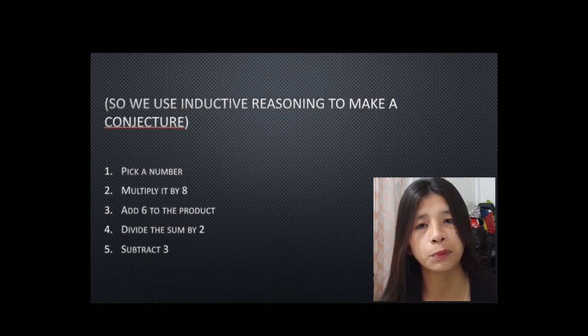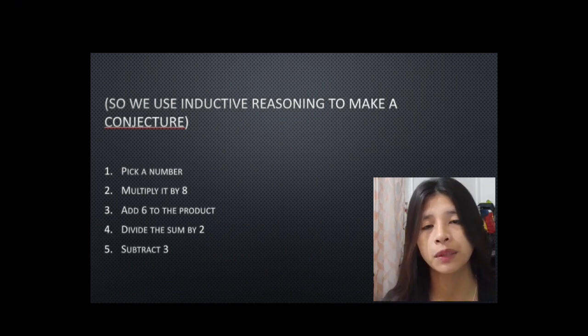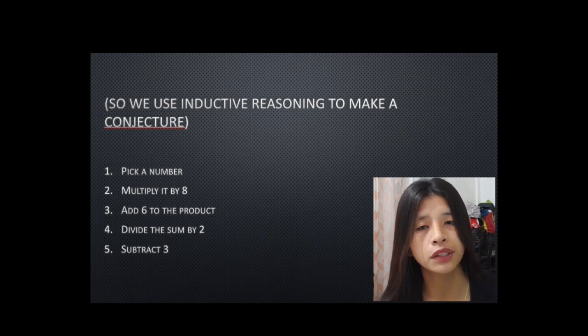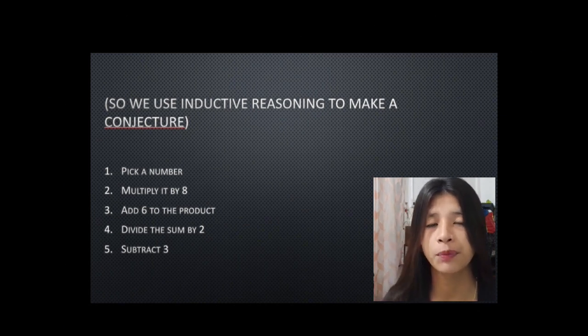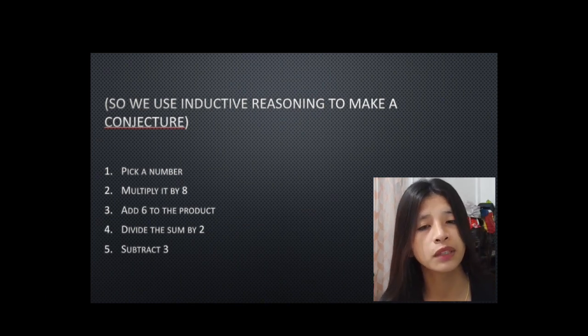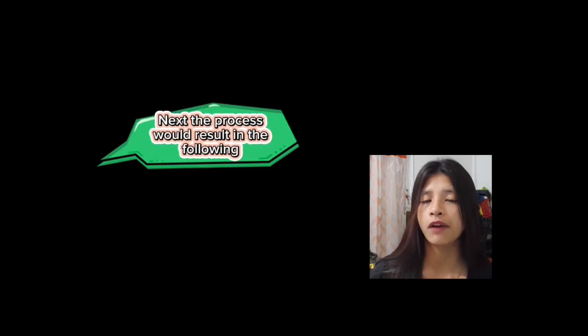First, pick a number. Second, multiply it by 8. Third, add 6 to the product. Fourth, divide the sum by 2. Last, subtract 3. We'll carry out the process for a few distinct numbers. Let's apply inductive reasoning to formulate a hypothesis regarding the relationship between the resulting numbers and the original number. Next, the process would be the following.